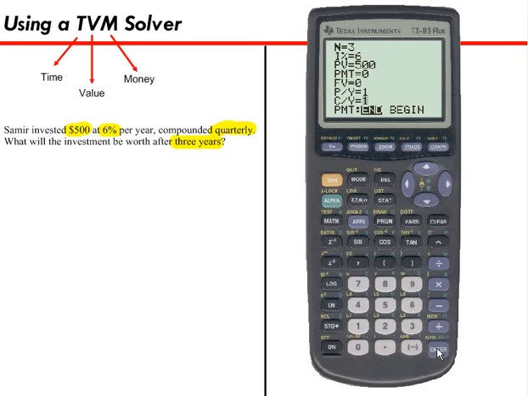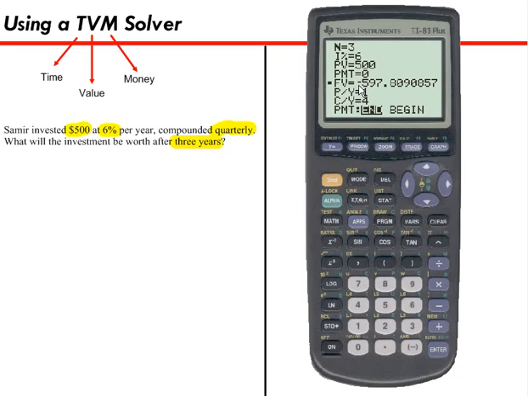Then I'll hit enter. This is the number of times that the investment is compounded per year. Remember, it's quarterly, so it's compounded 4 times per year. Now I'm going to scroll up to my unknown. I'm looking for future value in this case. I'm trying to find out what the investment will be worth after 3 years. To solve, I hit alpha, and I should see an A flashing right where it's about to solve the equation for me. Then if I just hit enter, voila, there's my answer.